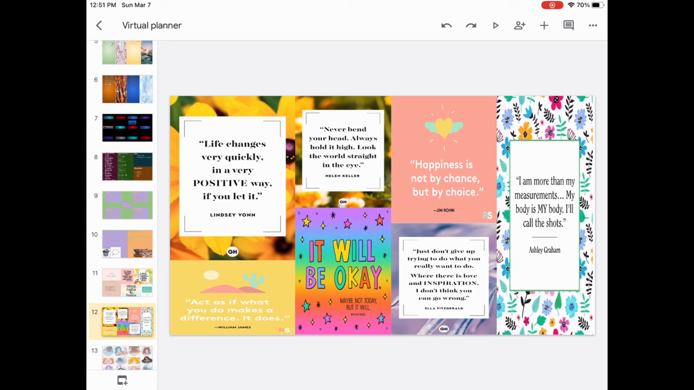And my other favorite one is about body positivity. It says, "I am more than my measurements. My body is my body. I'll call the shots." I think that's really powerful because people do feel insecure about their body, but I don't think you should feel insecure about your flaws. You should try to embrace them and be proud of them. Be proud of who you are.